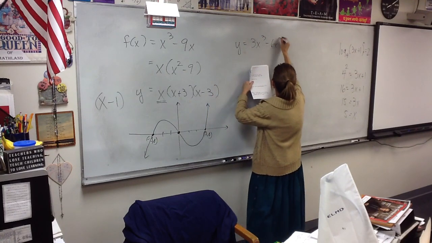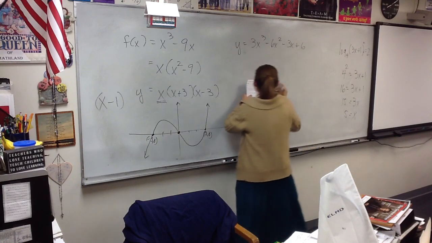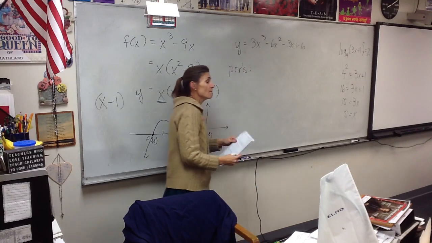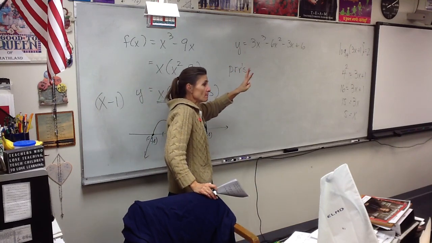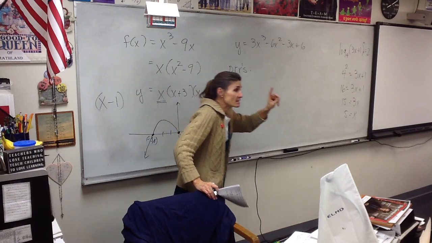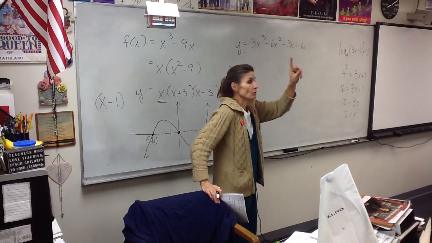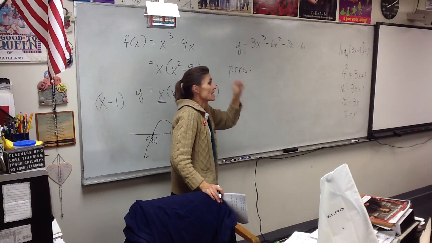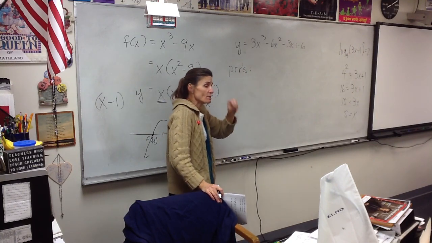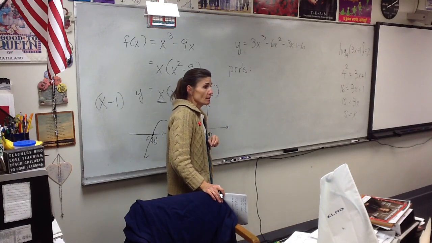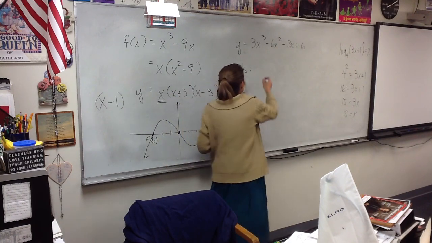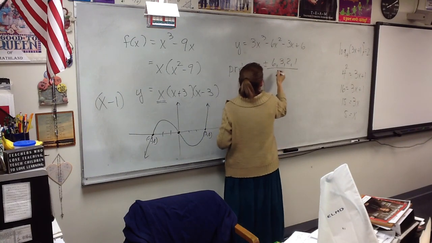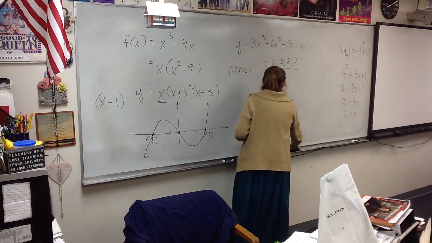3x cubed minus 6x squared minus 3x plus 6. Here we go, we need to list the PRRs, possible rational roots. We always call them PRRs. On the exam, it won't say PRRs. It will say possible rational roots. So be sure you know that's what we mean. What are they? Be careful. It's 6, 3, 2, and 1 over 3 and 1.